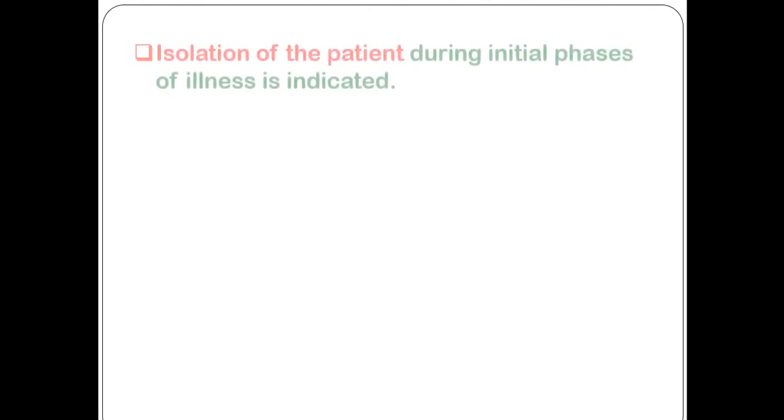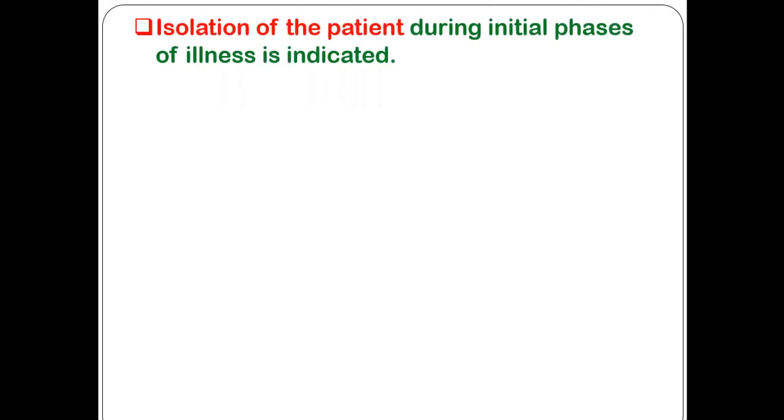Now, what about prevention? Prevention of the disease and control of the infected individuals. Firstly, we control the infected individuals and prevent the spread of infection to others. How? Isolation of the patient during the initial phases of illness is indicated. And how is that? This is by isolation of all equipment used by the individual. You know, the virus is transmitted by the fecal oral route.